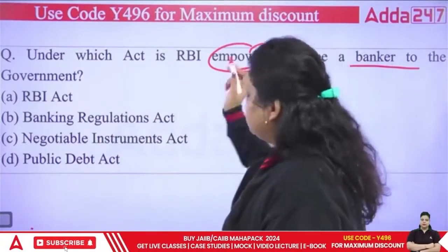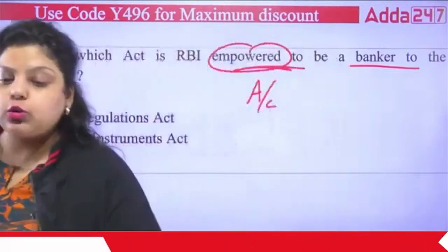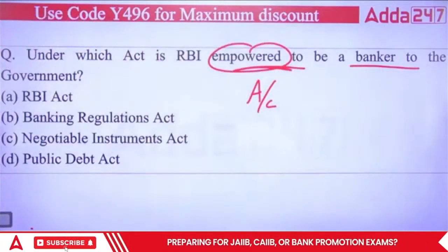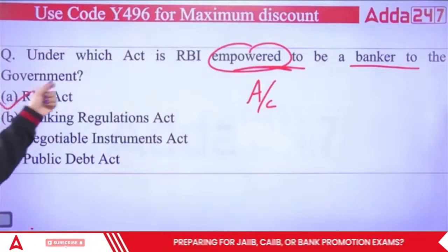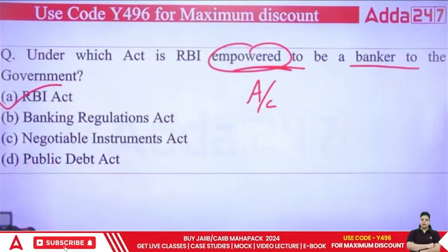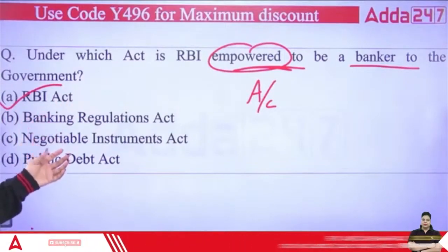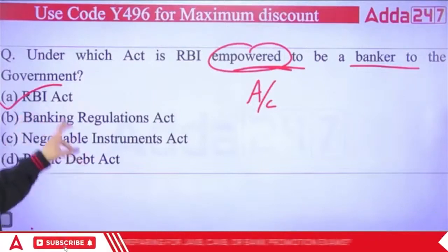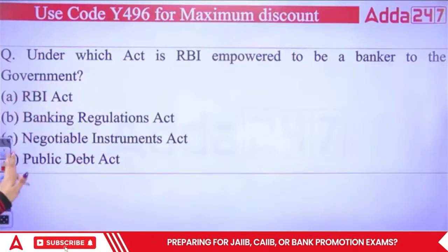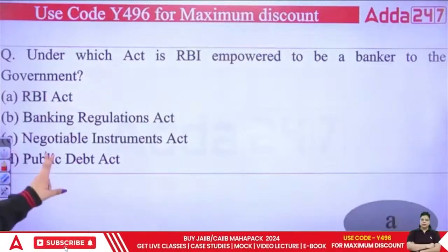And this function or power has been given to RBI under which of the following acts? So the right answer is the RBI Act, because this is the function of RBI. What are the functions of RBI? This is defined under the RBI Act 1934. So the right answer is A.